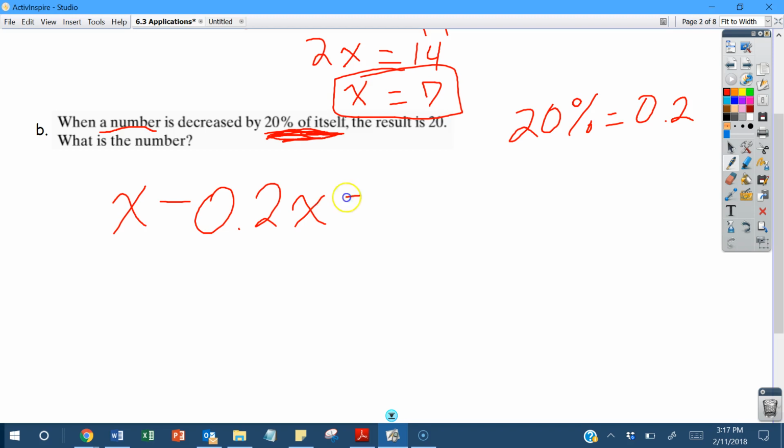When I do that, the result is 20. So there's that word "is" again. That usually tells you there's an equal sign somewhere. So you take a number, decrease it by 20% of that same number, and you get 20.